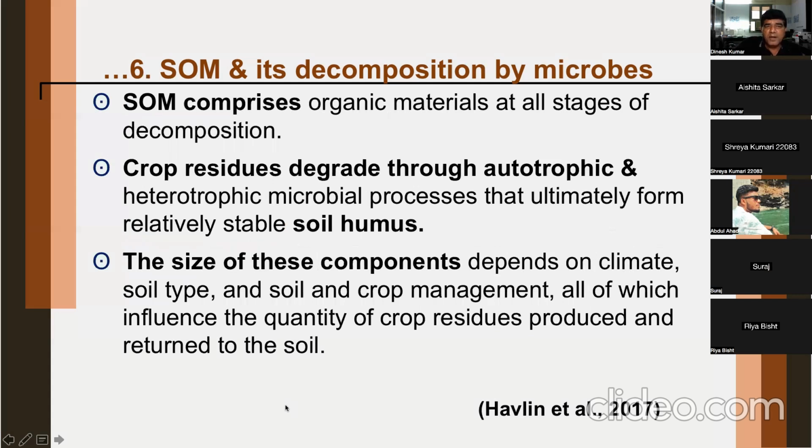Now, soil organic matter comprises organic material at all stages of decomposition. You know it, starting from freshly added matter up to the humus. All are included in soil organic matter. Crop residue degrades through autotrophic and heterotrophic microbes and ultimately results in humus. Size of these components depends on climate, soil type, and soil and crop management, all of which influence the quantity of crop residue produced and returned to soil. So overall, we need to understand the details of soil organic matter and its contribution in nutrient supply.